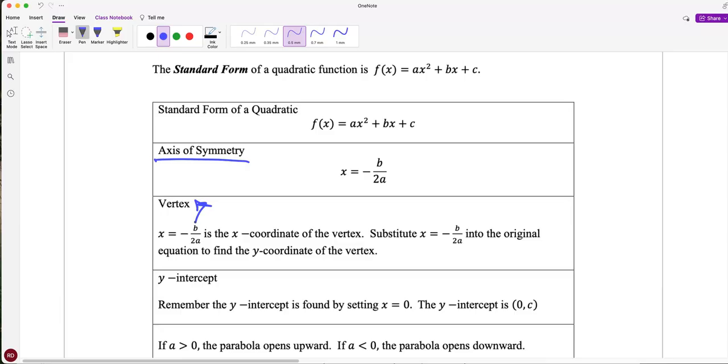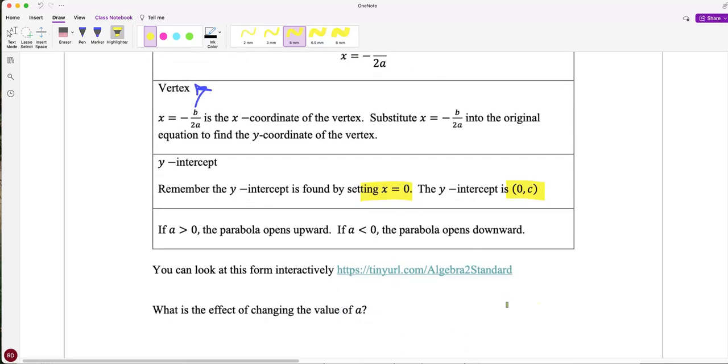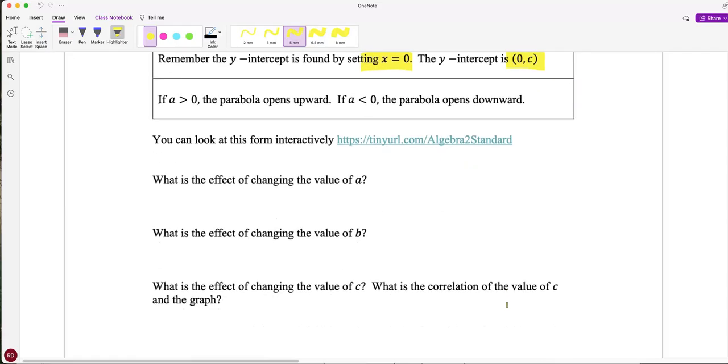Now the y-intercept is about the easiest thing in this form. You find a y-intercept by setting x equal to 0. In this equation, what would happen if x was 0? You'll be left with c. So the y-intercept is c. And then the same thing, a is positive, graph opens upward. A is negative, the graph opens downward.